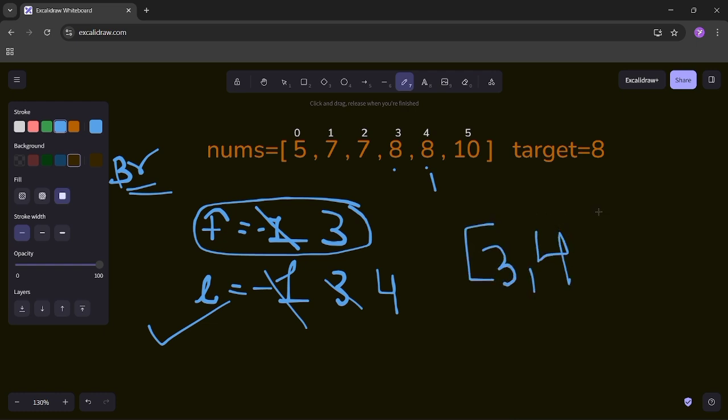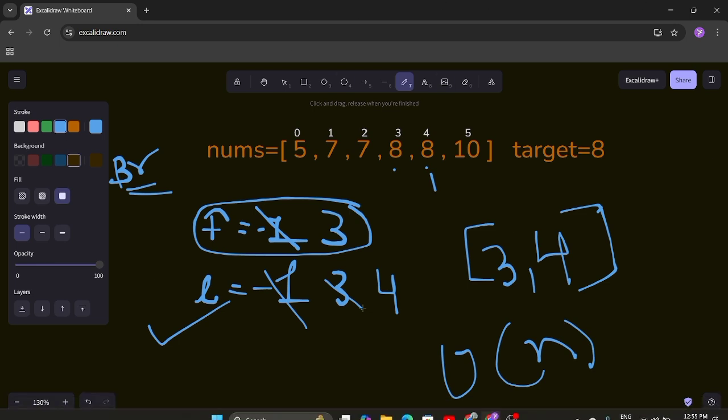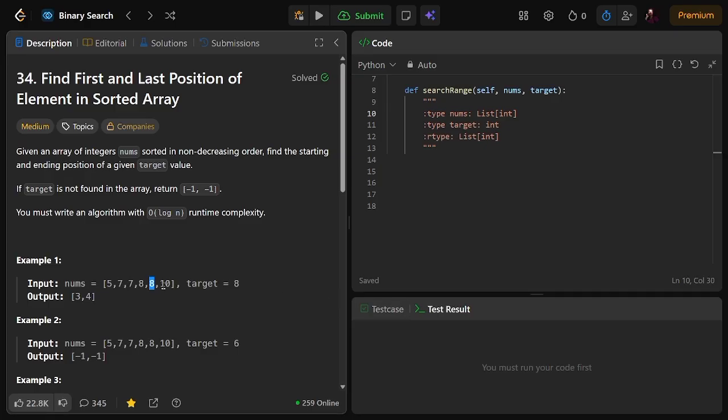In the worst case, we iterate over the whole nums, so our time complexity is going to be big O of n. This is how our brute force solution looks. But we also have to solve this problem in big O of log n runtime complexity.